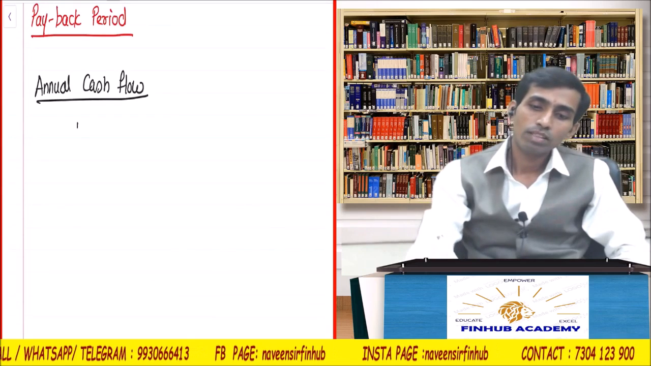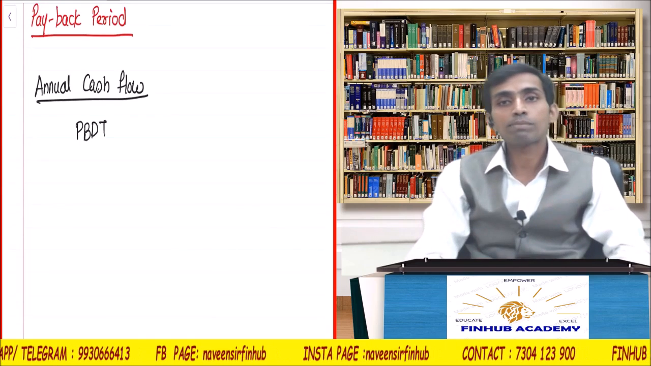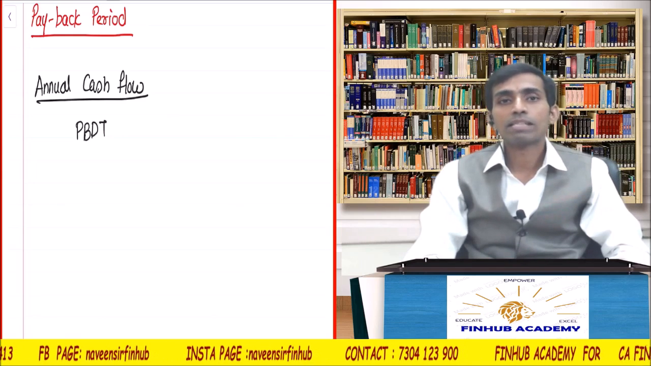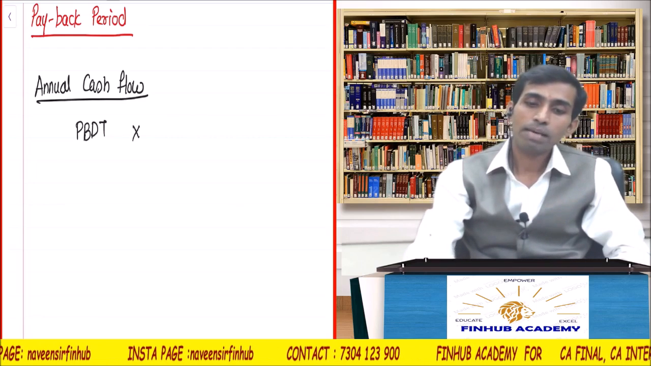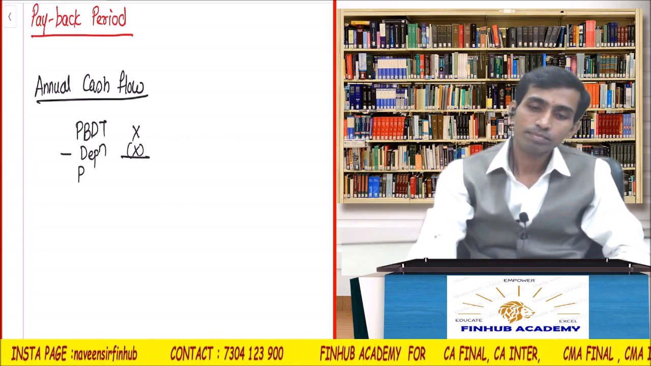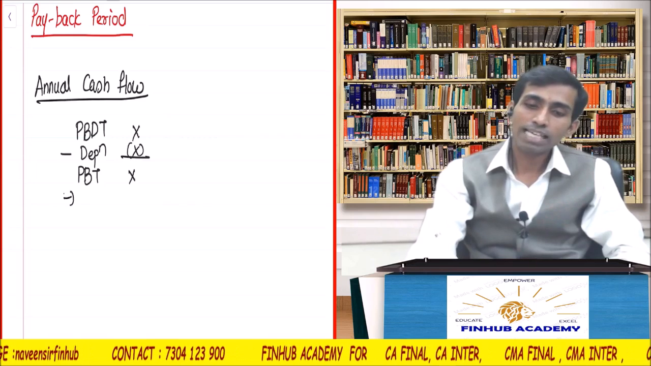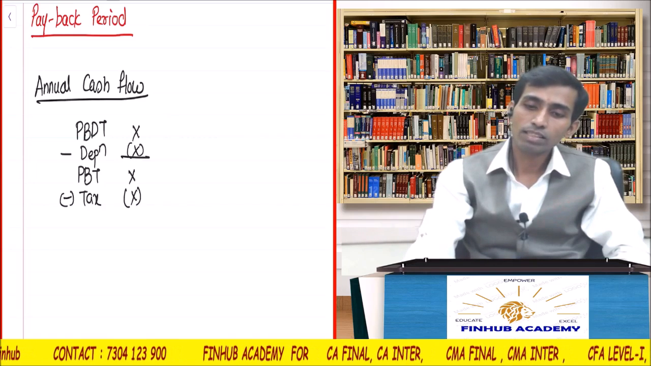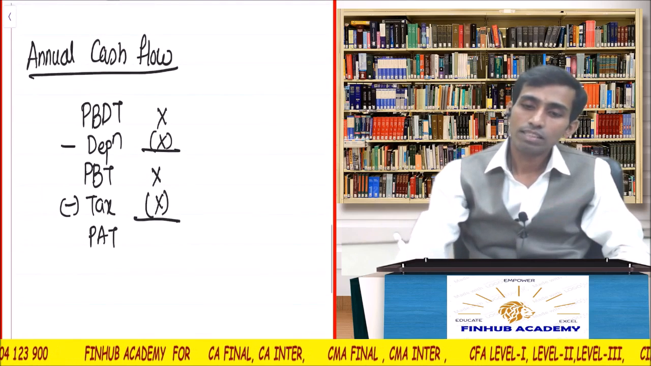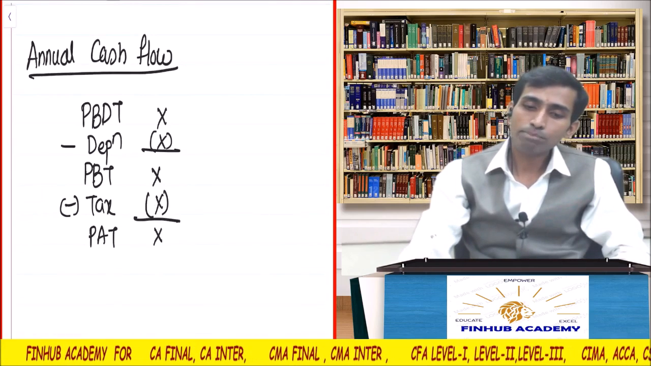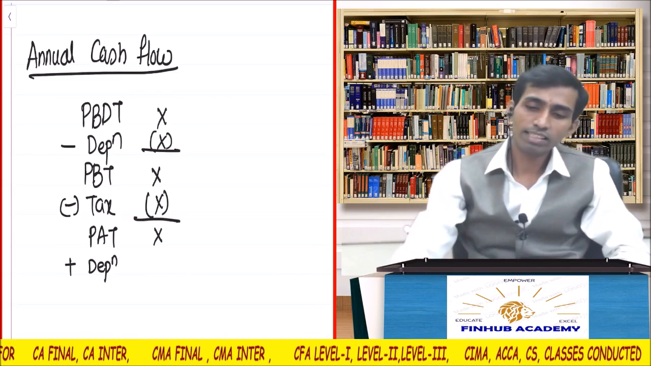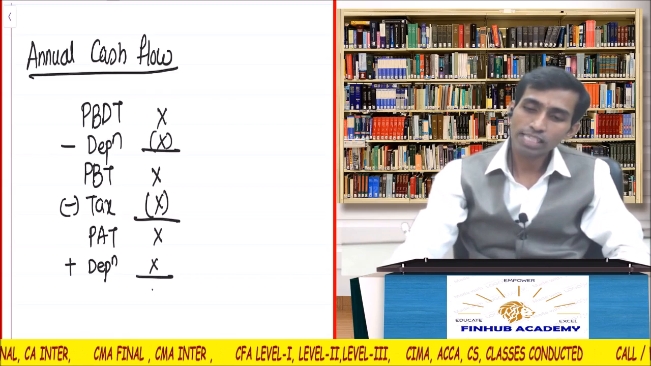In the exam, PBDT will be given. What is PBDT? Profit before depreciation and tax. That amount will be given, minus you will do depreciation. What you will get? PBT. From that you will minus the tax. What you will get? PAT, profit after tax, correct? Then in that PAT you will add depreciation. So what you will get is called annual cash flow, ACF.